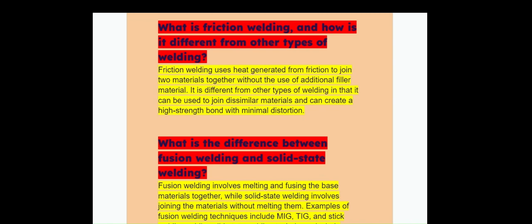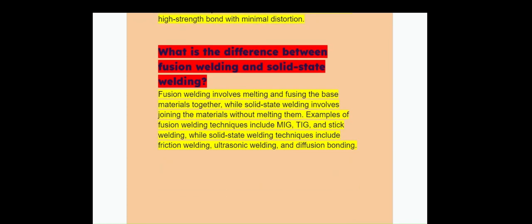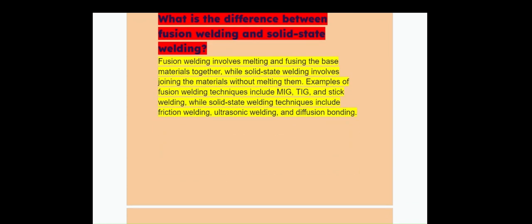What is the difference between fusion welding and solid-state welding? Fusion welding involves melting and fusing the base materials together, while solid-state welding involves joining the materials without melting them. Examples of fusion welding techniques include MIG, TIG, and stick welding, while solid-state welding techniques include friction welding, ultrasonic welding, and diffusion bonding.